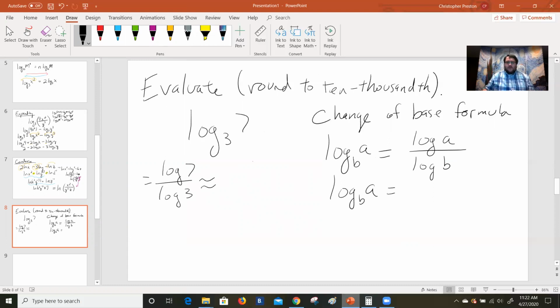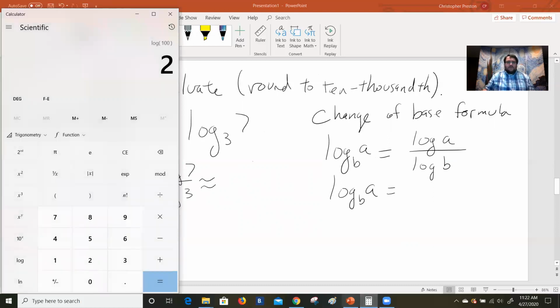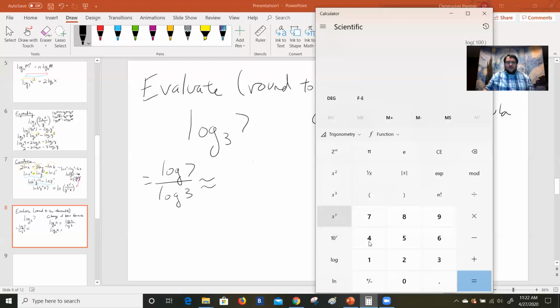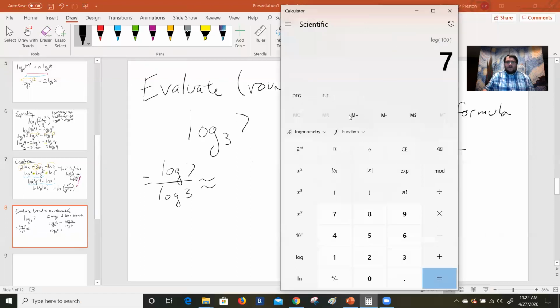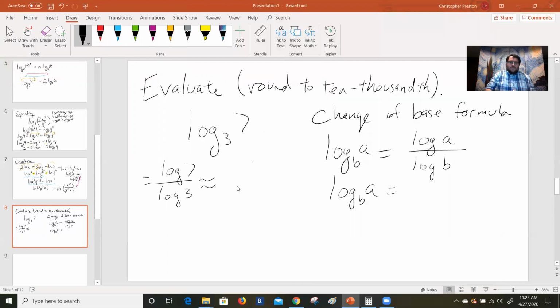All right, so I use my calculator for this. Log 7 over log 3. So on this calculator, I hit 7, and then I hit log, divided by 3, and then I hit log, and that equals that. Tenths, hundredths, thousandths, 10,000. So it looks like it's 1.7712.